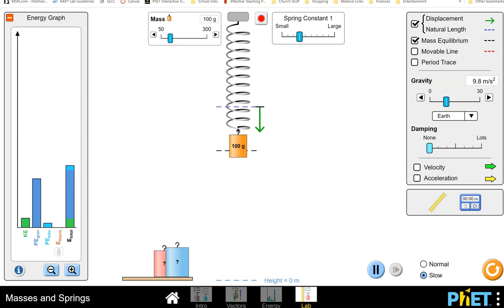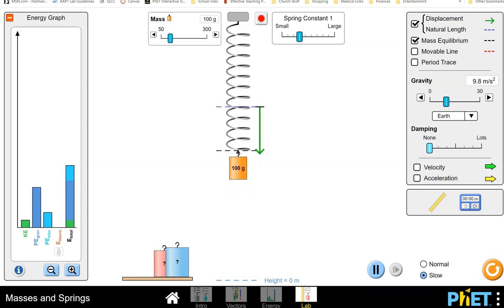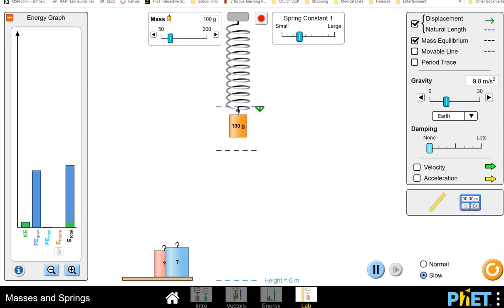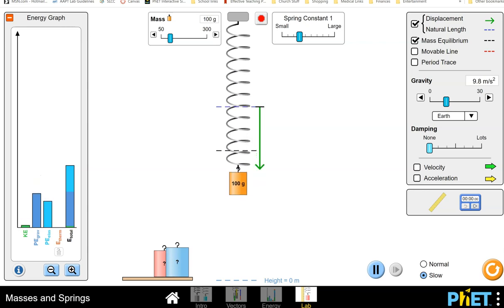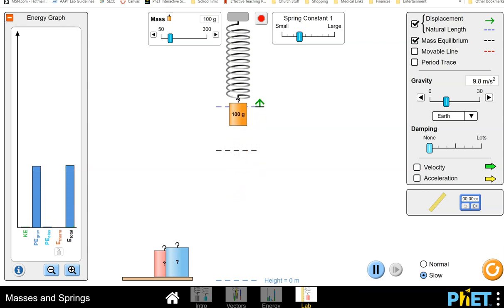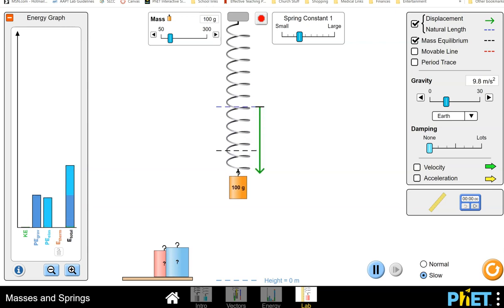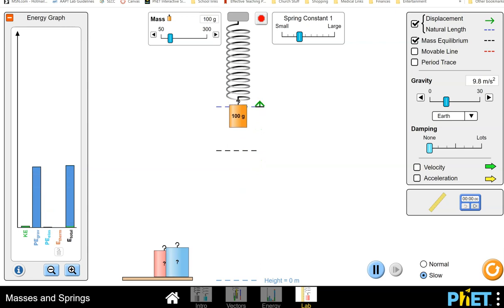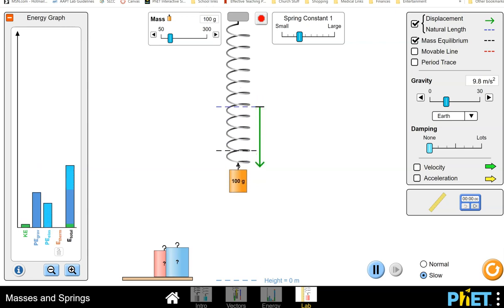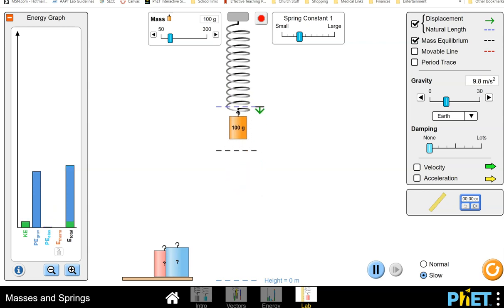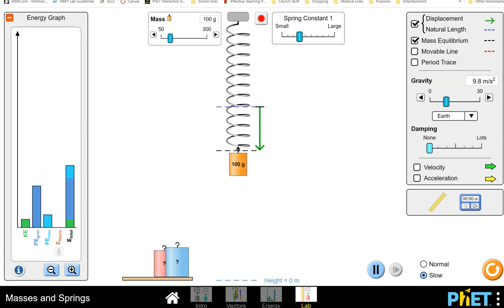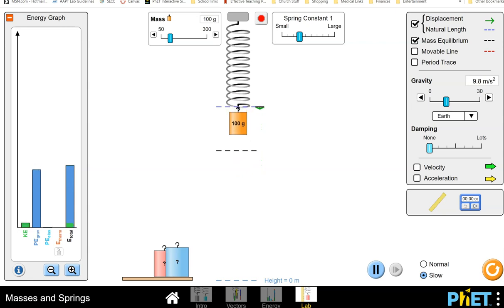Now I'm going to put it on slow for just a second so that we can look at the energy graph on the left. That total energy bar is never changing. It's constant, and that is unique to this situation where we're assuming ideal oscillations. What's happening is the energy is changing between the two types of potential energy, gravitational and elastic, as well as kinetic energy when the mass is moving. But the mass will oscillate up and down indefinitely because of this assumption that there is no damping.